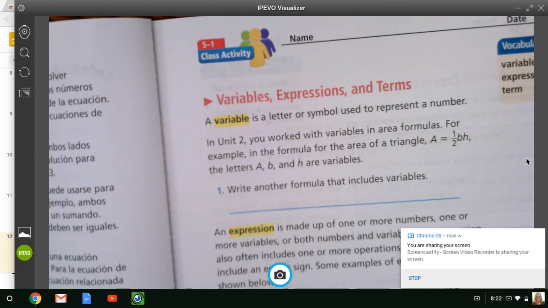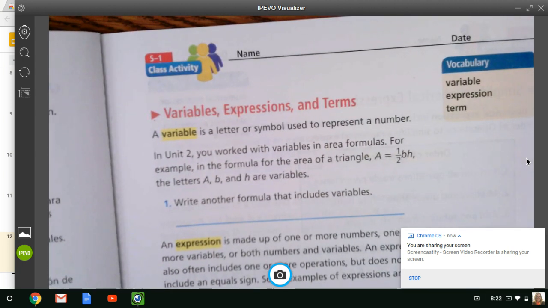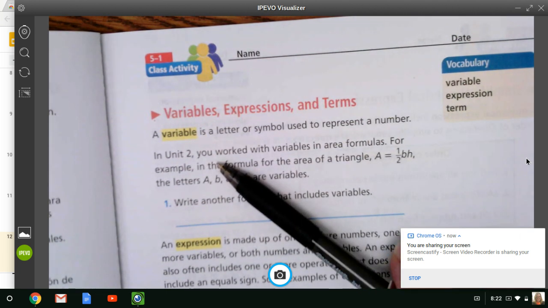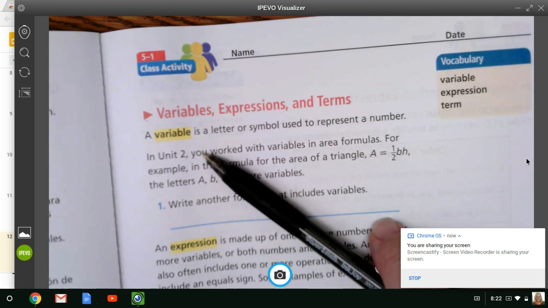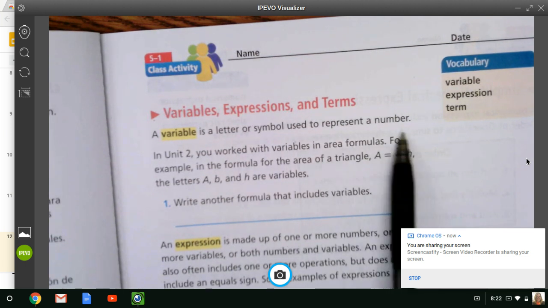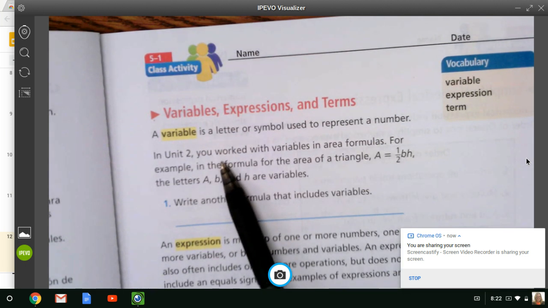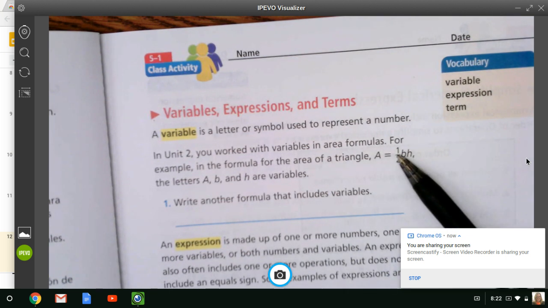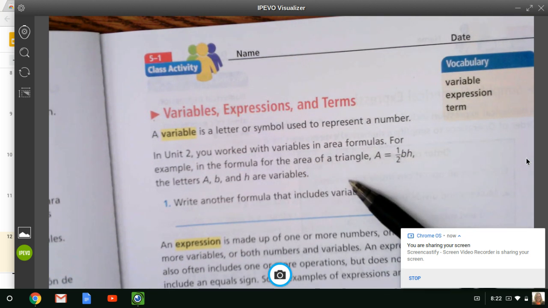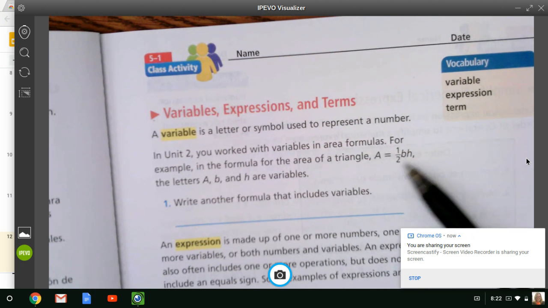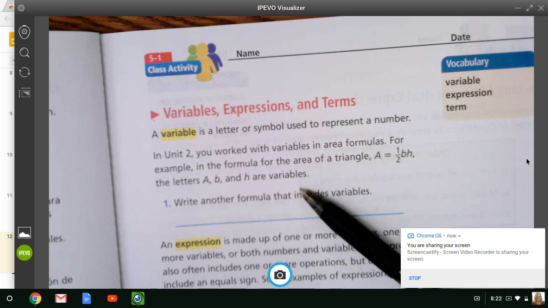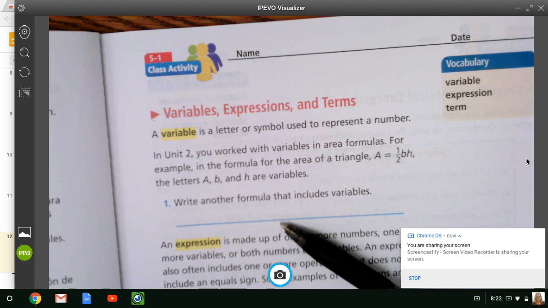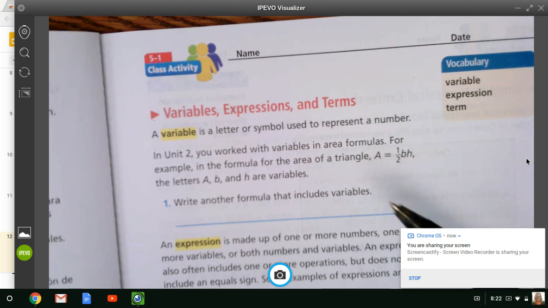So here on page 165, you'll see the vocabulary: variable, expression, and term. Go ahead and read the yellow vocabulary words to learn about these vocab words, just like you do in your science book. A variable is a letter or symbol used to represent a number. In Unit 2, you worked with variables in area formulas. For example, in the formula for the area of a triangle, A equals 1/2 B times H, or base times height. The letters A, B, and H are variables. It says write another formula that includes variables. So you can just make one up here and fill it in.